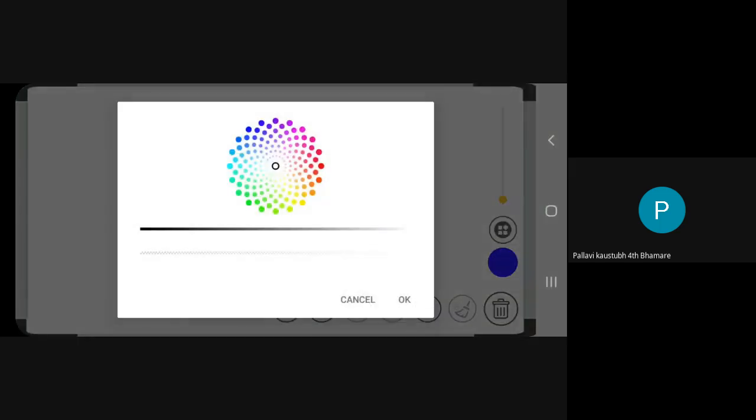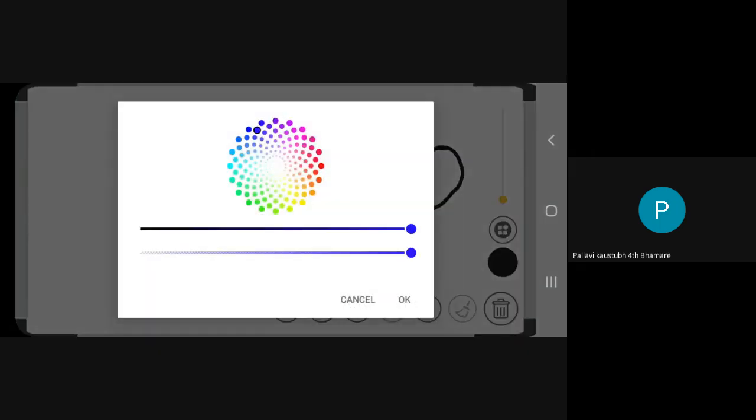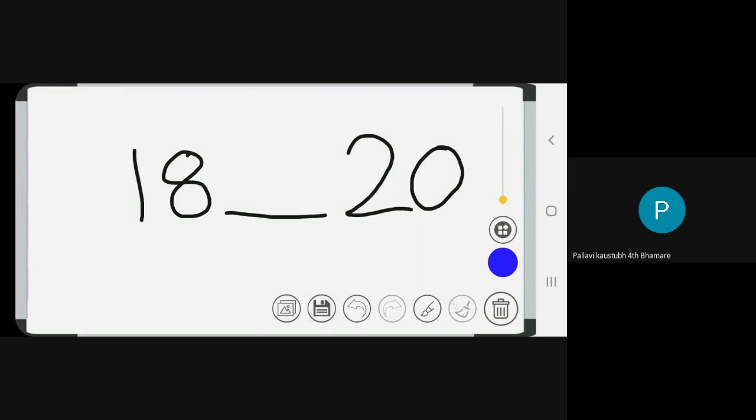Here are the numbers 18 and 20. Now we have to write the between number. Which number comes after 18 and before 20? After 18 and before 20, the number is 19. Okay. After 18 and before 20, the number is 19.